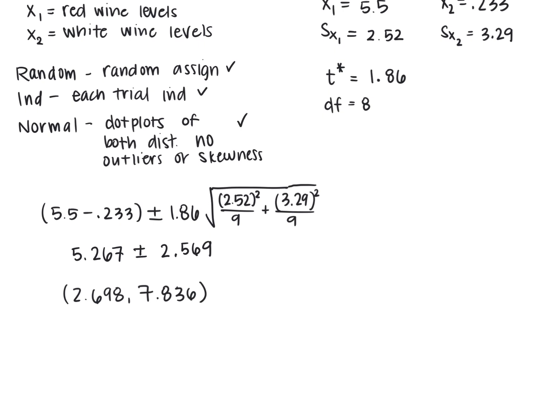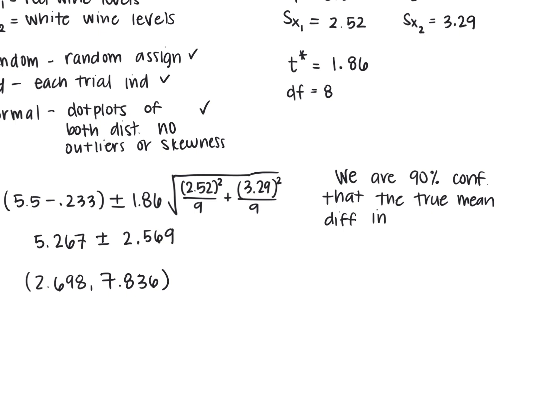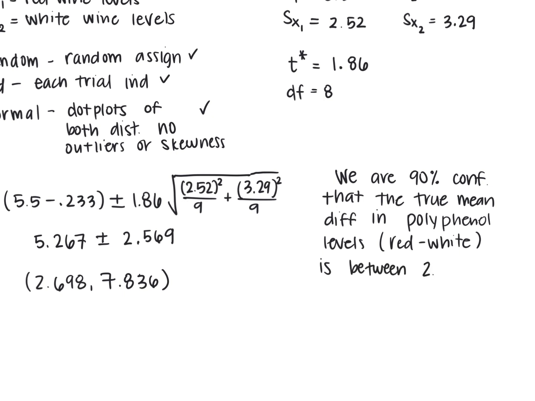So before I show you how to do it in the calculator, I'm going to go ahead and write my sentence. So for our conclusion, we can say we are 90% confident that the true mean difference in polyphenol levels, where we did red minus white, is between 2.698 and 7.836. So that's the first part where we construct our interval.